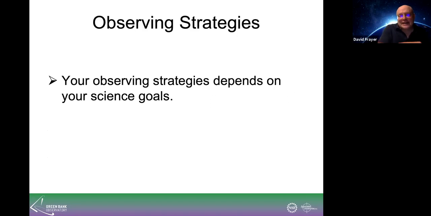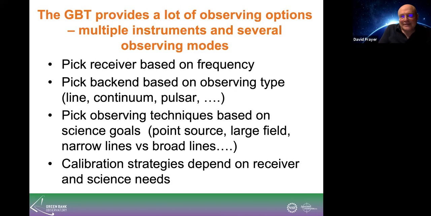Observing strategies. Okay, now I'm going to switch gears a little bit to talk about the specific types of modes of observations and how those mesh with your science goals. Obviously your observing strategy depends on what you're trying to do. And the GBT provides a lot of different observing options, multiple instruments and several observing modes. You could observe in thousands of different ways on the GBT.